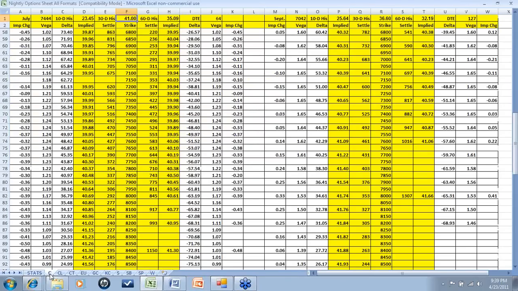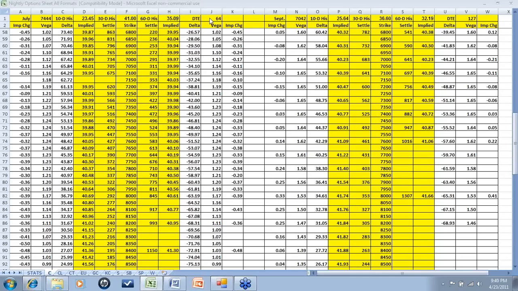Next, we're going to look at, for example, the corn options price sheet. Now, the corn options price sheet shows us, for example, we're looking at July corn options settled at $7.44.5. It's got the 10, the 30, and the 60-day historical volatility, and it shows us that there are 64 days left until expiration.